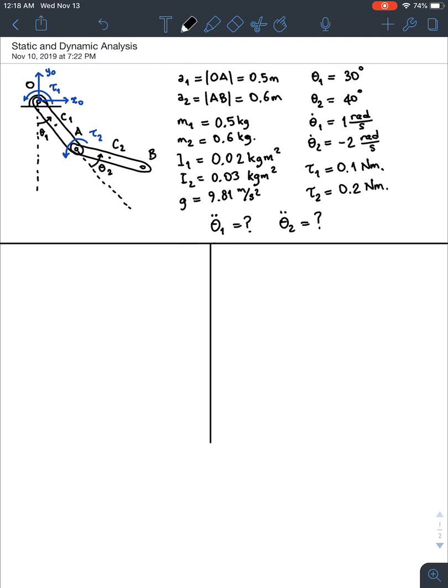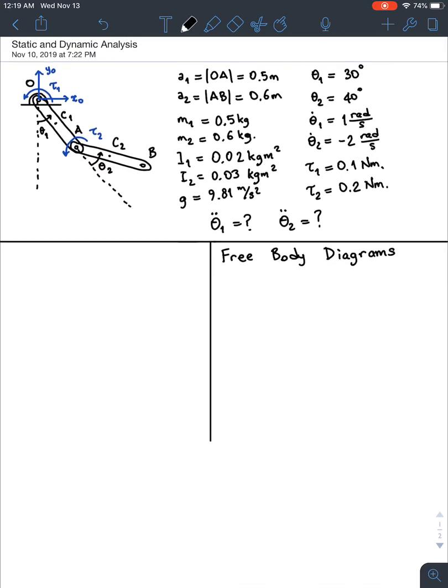So I just copied these numbers from the board, and I'm going to start by drawing the free body diagrams. Okay, so first thing you do when you do dynamics or try to write the Newton-Euler equations, you draw the free body diagrams on each rigid body. Okay, so what we have here is the first link. Let's work on the first link.